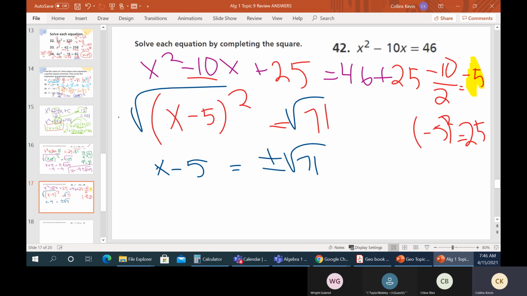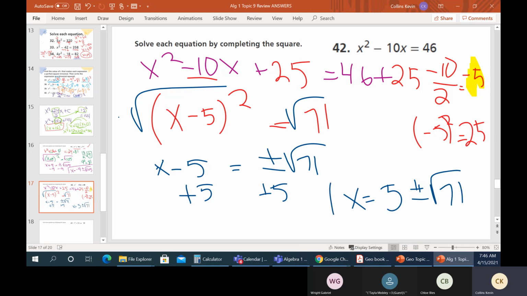Okay, and then our last step is we need to get the negative 5 out of here. So they said, hey, we subtracted 5. We're like, yeah, well, we're going to add 5. That's how we roll around here. So we've got x equals 5 plus or minus the square root of 71. And yes, that is our answer. Fugly as that may be, fugly, of course, is a technical term.